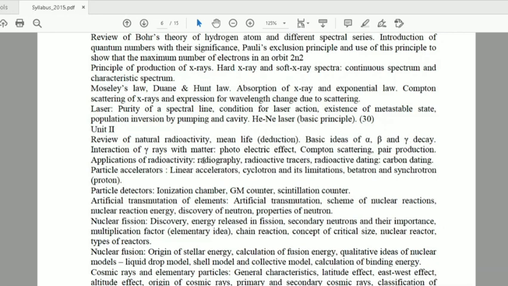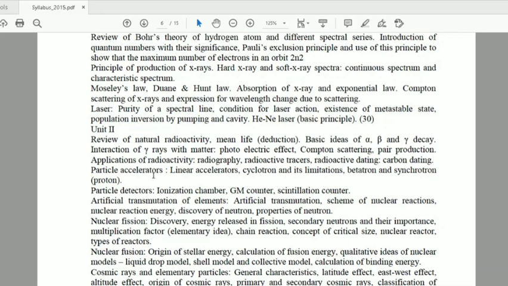Then we have to talk about the interaction of gamma rays with matter, how the gamma rays interact with matter as they pass through it. So it can induce different kinds of effects. We'll study all of these: photoelectric effect, Compton scattering, and pair production. Then we have different applications of radioactivity. We'll be talking about those applications: radiography, radioactive tracers, radioactive dating, that includes carbon dating.